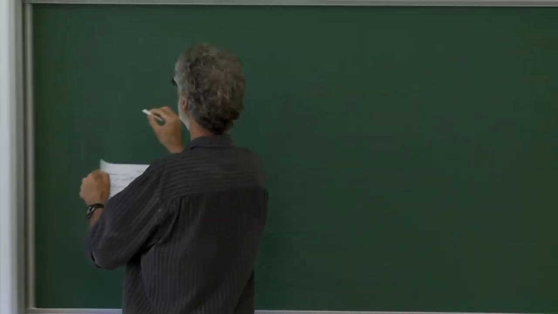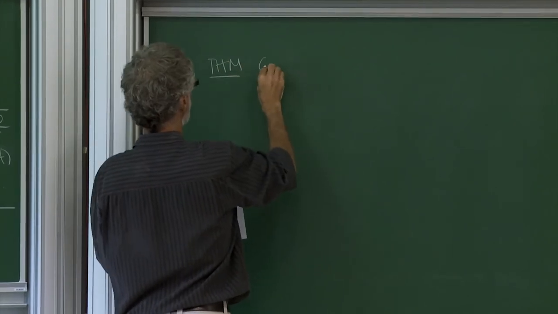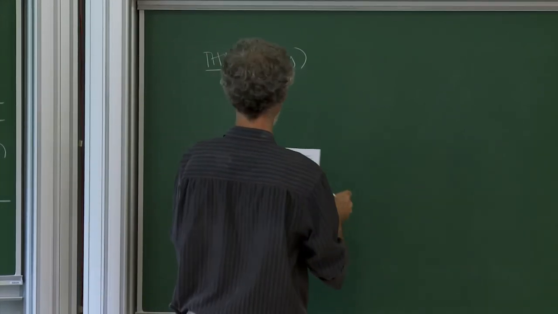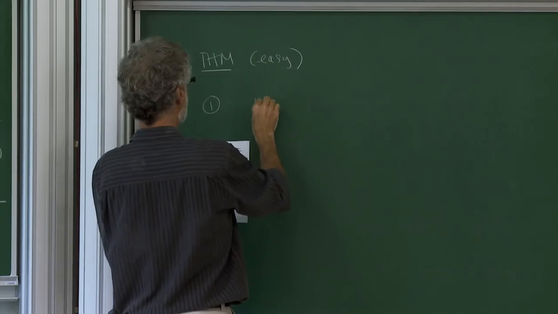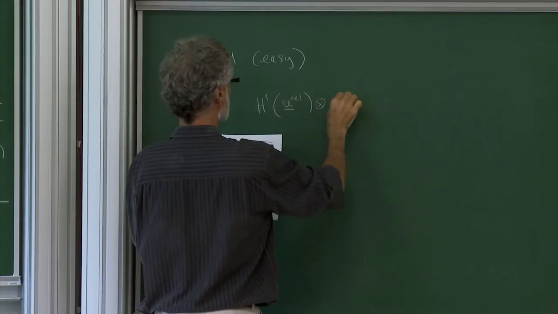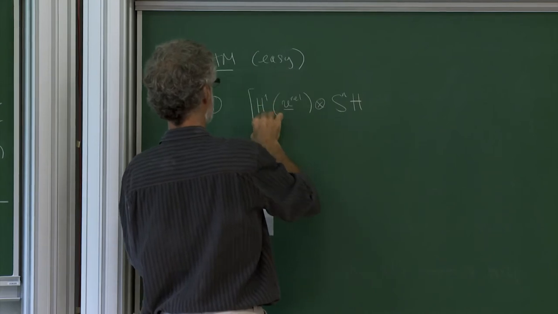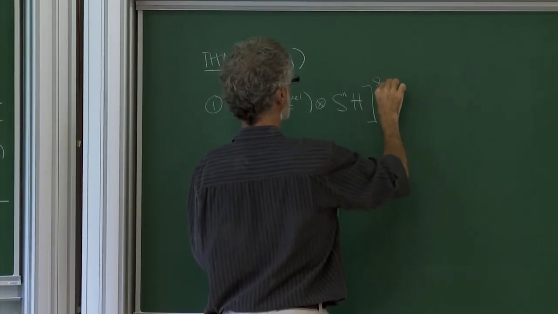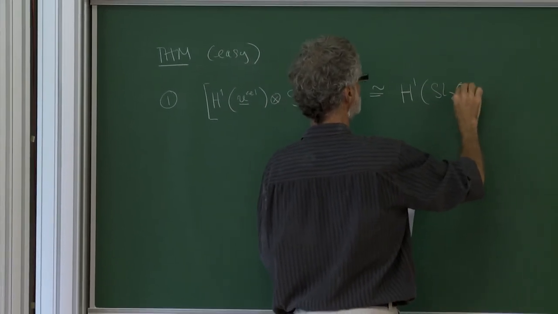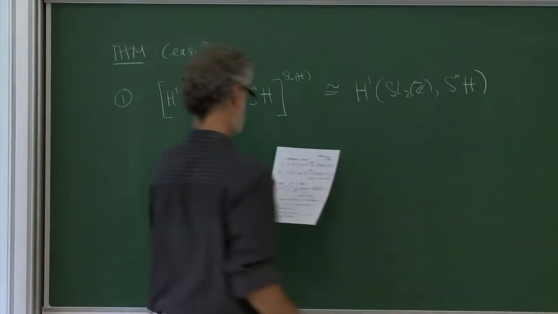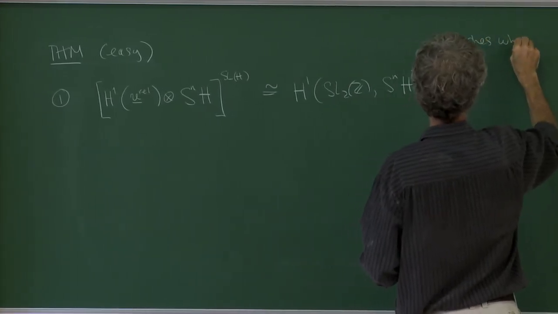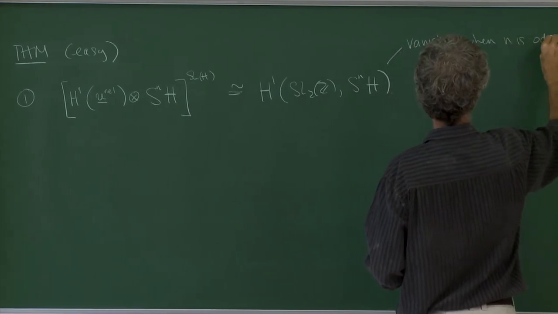So here's the theorem, and it's by this person called Eichler. It says that H1 of U rel tensored with S^n H, if you take the SL2 invariant part of this, is isomorphic to H1 of SL2(Z). And I should point out here that this vanishes when n is odd. That's standard.